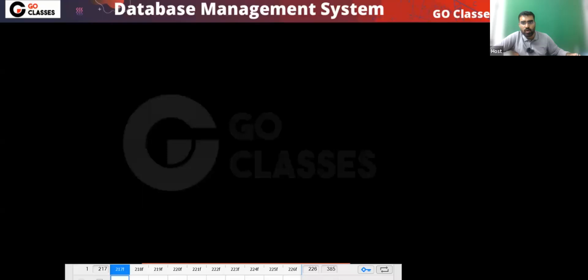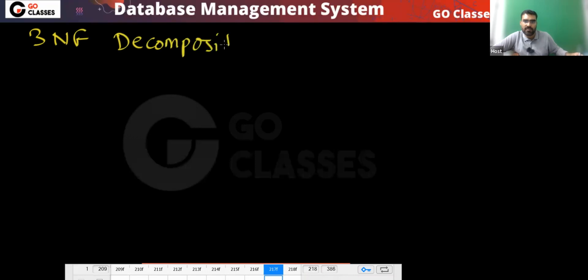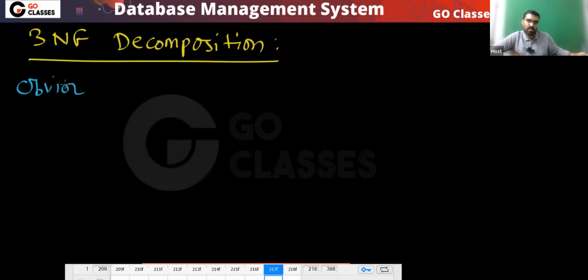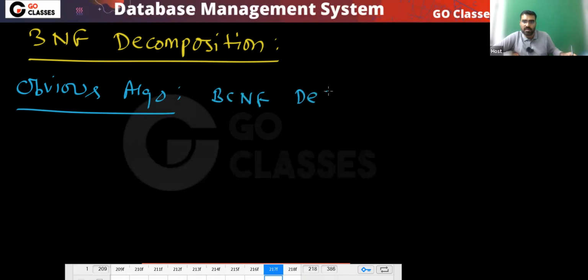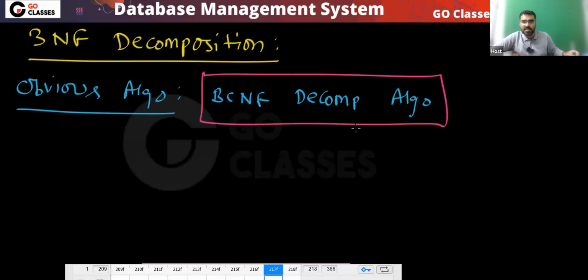So you can notice that for 3NF decomposition, a very obvious algorithm that will come to your mind is the BCNF decomposition algorithm. Yes or no? Just do BCNF decomposition, because if a relation is in BCNF, then it is also in 3NF, right? If a relation is already in BCNF, then it is also in 3NF, correct?